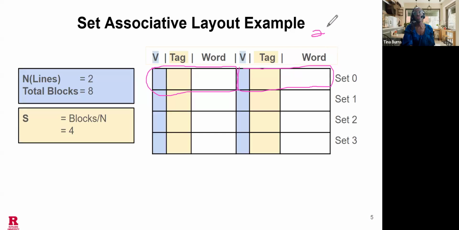So again, this is a two-way cache, right? With 4 sets. So that's 4 sets of information. It's 2 ways because it includes two lines here.